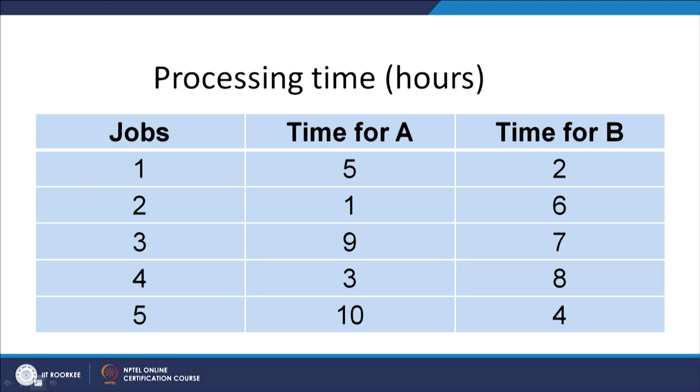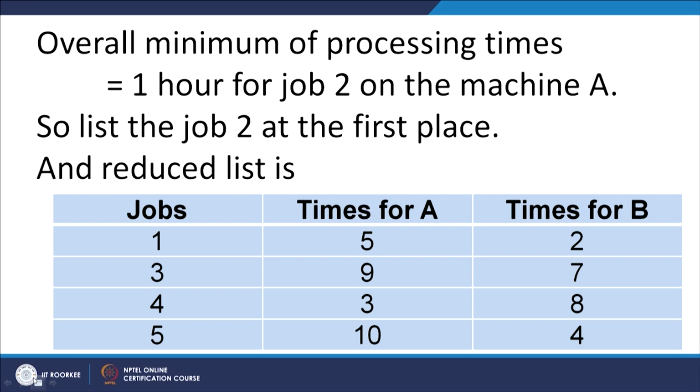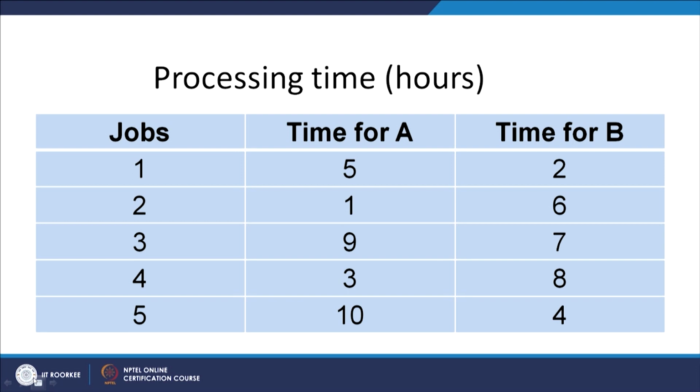So, what does it mean? The processing times in hours are given for each of the 5 jobs. In the first column we have the jobs numbered 1, 2, 3, 4 up to 5, and the second column tells us the time in hours for machine A. They are given to be 5, 1, 9, 3 and 10, and similarly the time required for processing on machine B is given to be 2, 6, 7, 8 and 4. The first step says we need to find the overall minimum of the processing times. Just look at this table and you find that the overall minimum is 1.